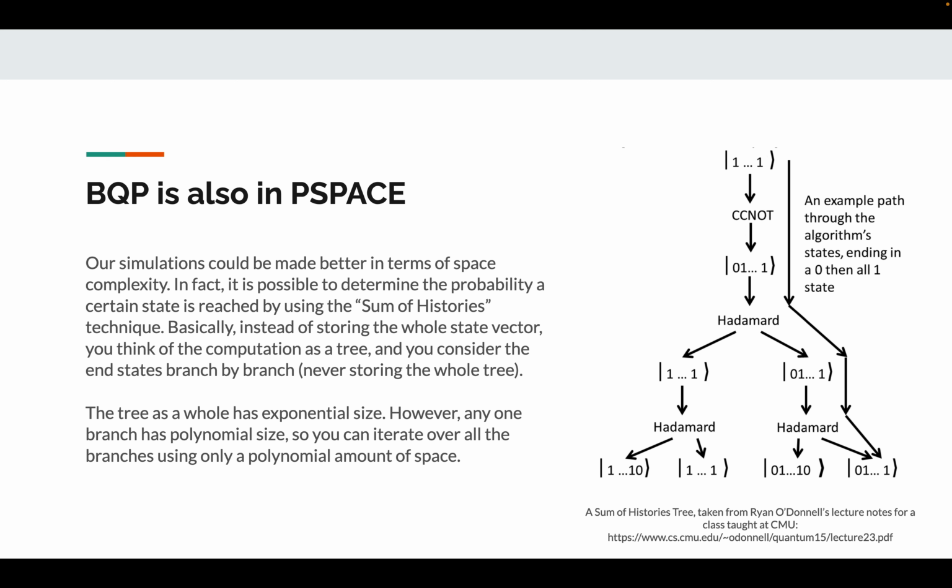You can look at a single branch and accumulate, adding the probabilities of all these end states together. If you do this overall, you can learn characteristics of the actual final state, like in particular what the first bit is. So this sum of histories idea is pretty cool. Yeah, so that's how we know BQP is in PSPACE.